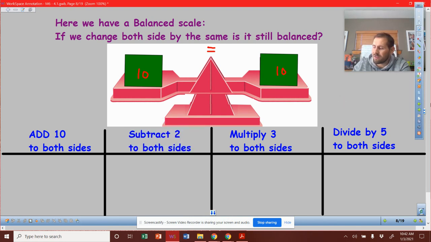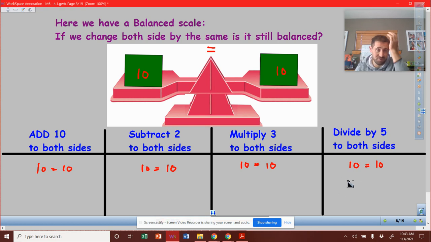So within each of these columns, I would like you to write 10 equals 10. So remember, we're not looking for answers mostly with this unit. It's more, do you know how to set up the process? Do you know how to show your algebra steps? So I wrote 10 equals 10 across all 4 of these sections.